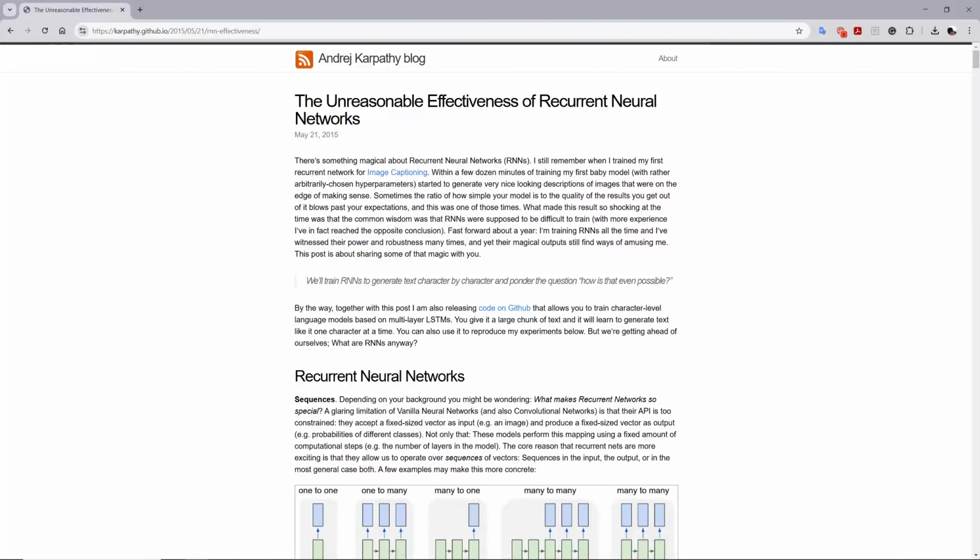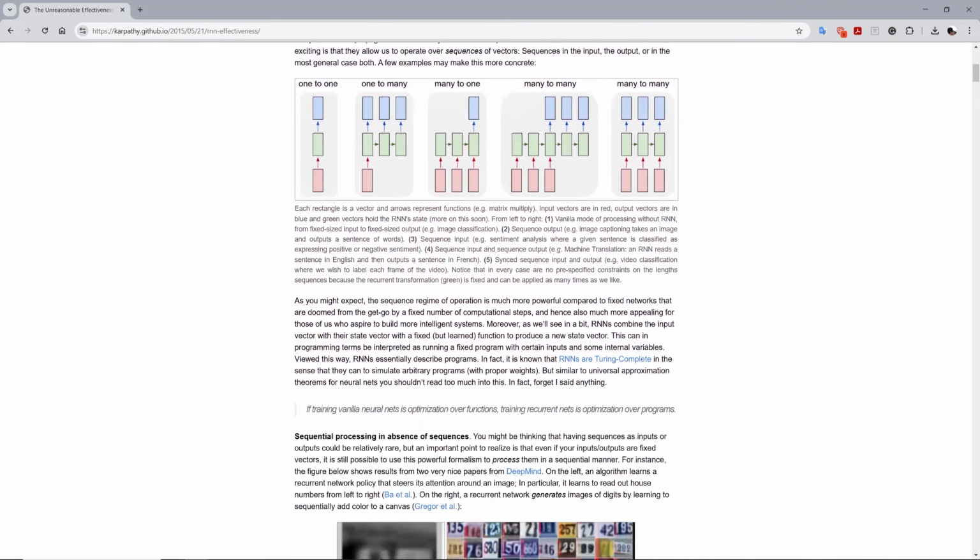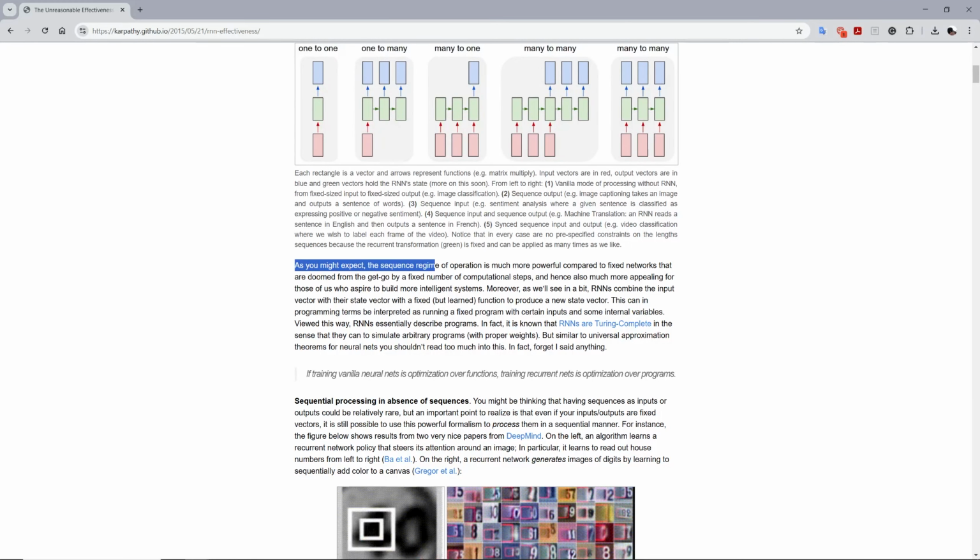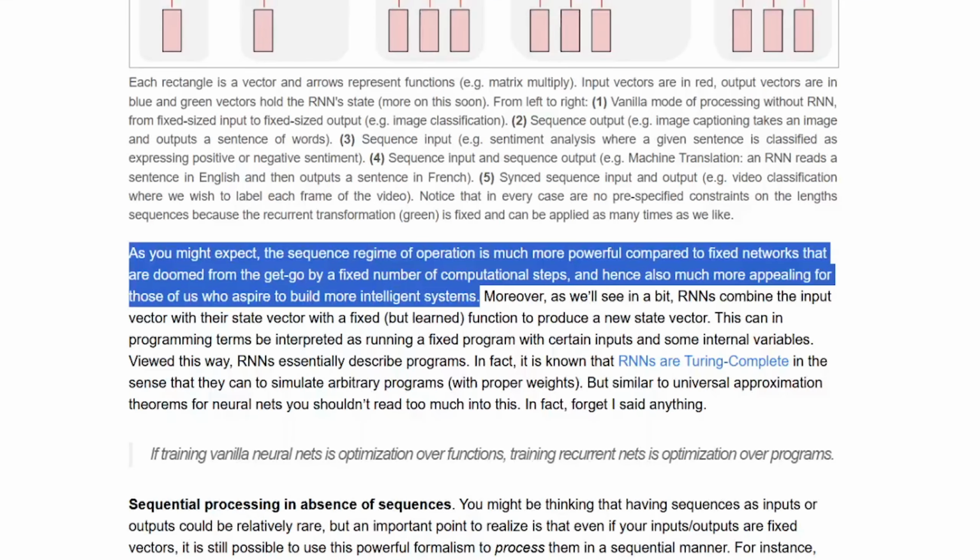Andrej Karpathy, formerly an OpenAI employee, wrote this in his blog post, The Unreasonable Effectiveness of Recurrent Neural Networks: "As you might expect, the sequence regime of operation is much more powerful compared to fixed networks that are doomed from the get-go by a fixed number of computational steps, and hence also much more appealing for those of us who aspire to build more intelligent systems."